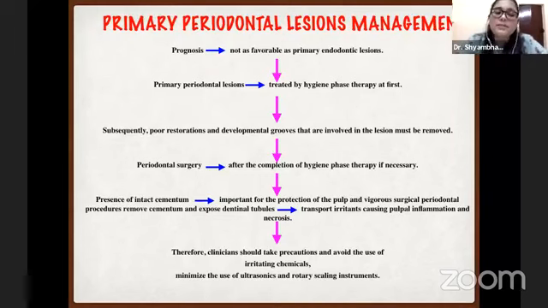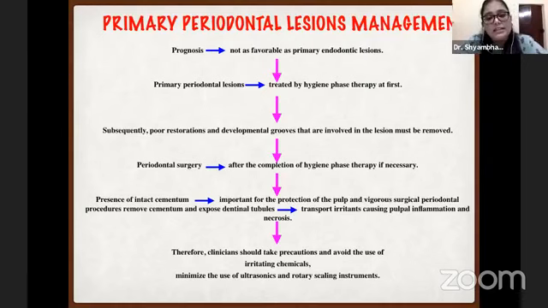So this is what happens in primary periodontal lesions, and the prognosis is not as favorable as for primary endodontic lesions, because in endodontic lesions it is an enclosed cavity, and if you can clean up this enclosed cavity properly, then you can achieve a hermetic seal and do away with the microorganisms that are involved. Whereas in cases where there is periodontal involvement, it is not that easy to go ahead with the management.